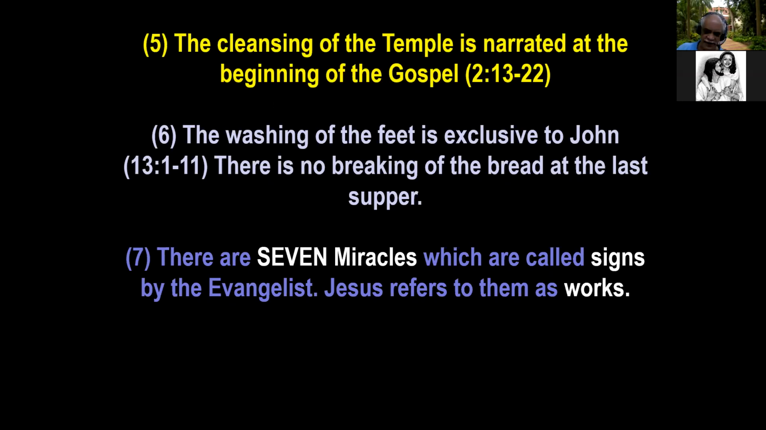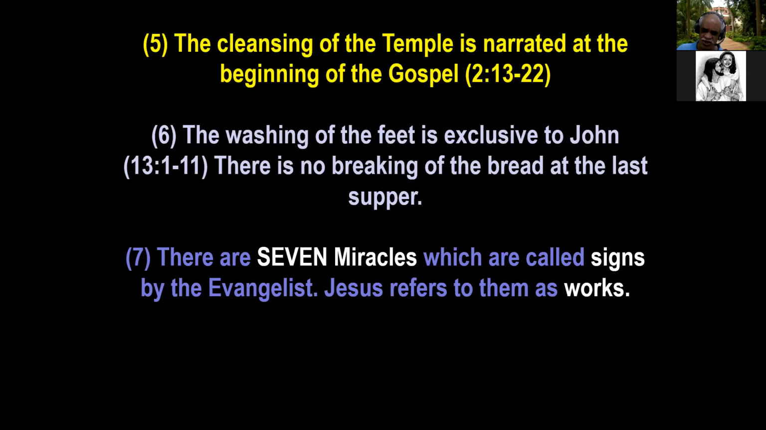The number 7 is considered the perfect number. There are 7 days in the week. And that's why 7 was considered perfection. This is possibly the reason why John has only 7 miracles in his gospel.